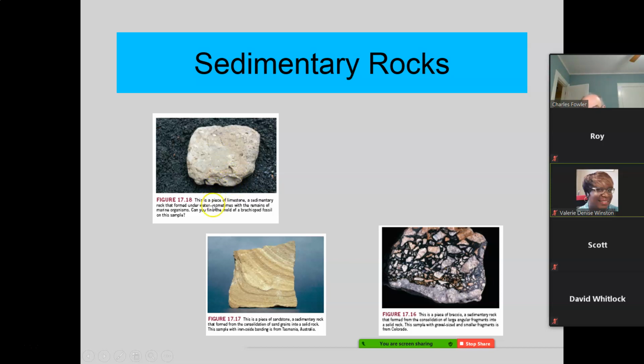Okay, piece of limestone, a sedimentary rock, chemical sedimentary rock, formed underwater, sometimes with the remains of living organisms. That wouldn't be a mineral, that shell, but it would be part of a rock. And it says, can you see the mold of a brachiopod fossil? There it is, the shell.